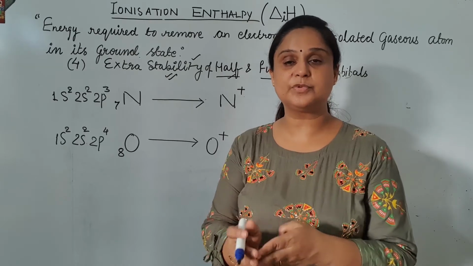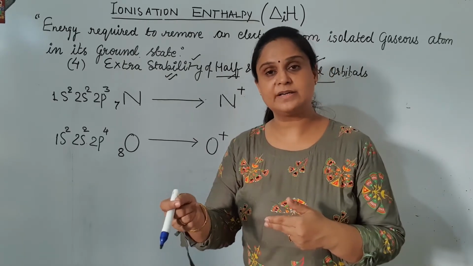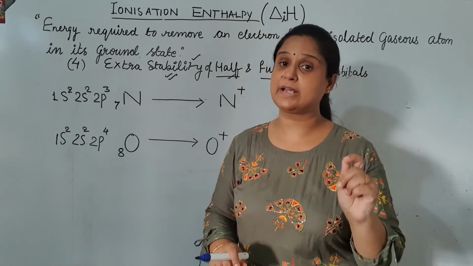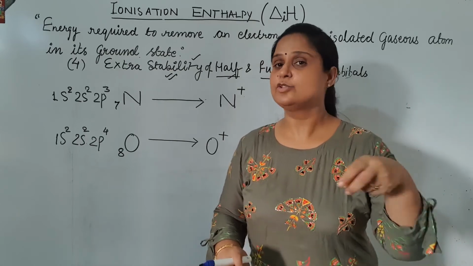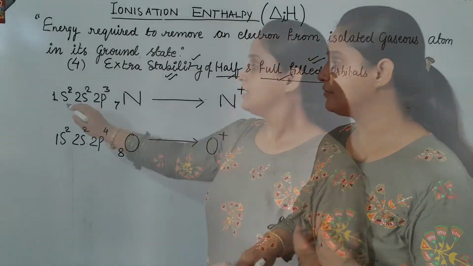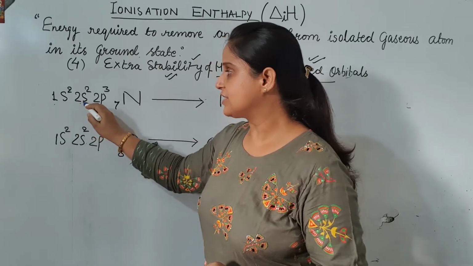If you are trying to remove an electron from a half-filled orbital, it will not be easily given, so ionization enthalpy will be higher. Let us understand it by taking this example. Here is nitrogen: 1s2, 2s2, 2p3.